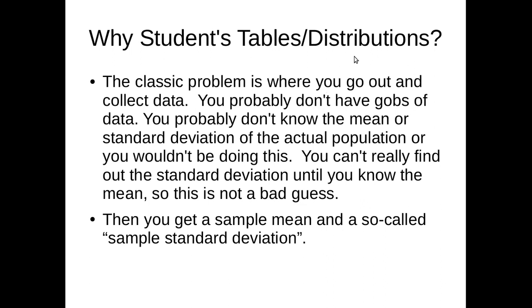The classic problem is where you go out and you collect data, and you probably don't have gobs of data. You probably don't know the mean or standard deviation of the actual population, or you wouldn't be doing this. You really can't find out the standard deviation until you know the mean. So this is not a bad guess. It's the standard problem of you just go out and take a survey. You end up with a sample mean and what I call the so-called sample standard deviation. You get those values.